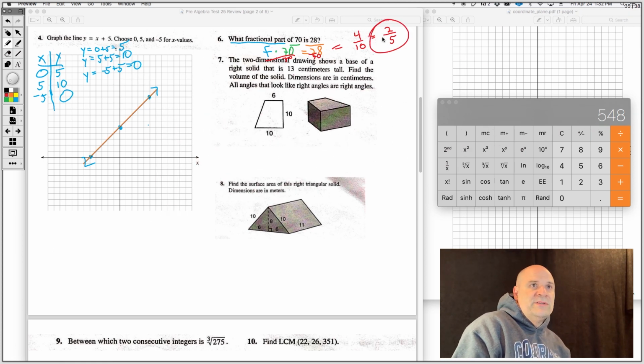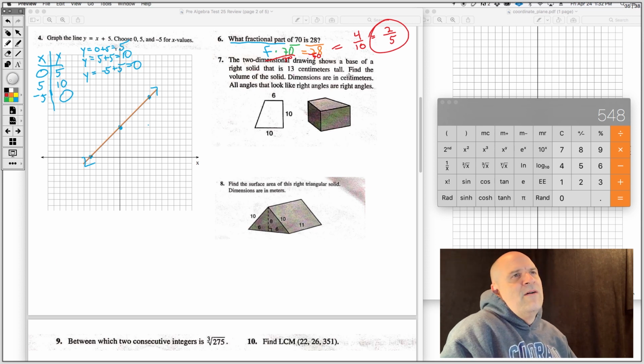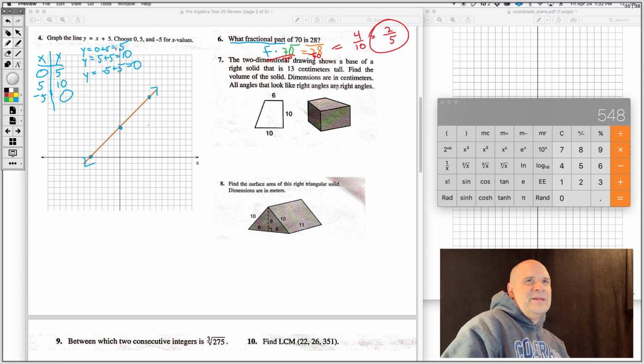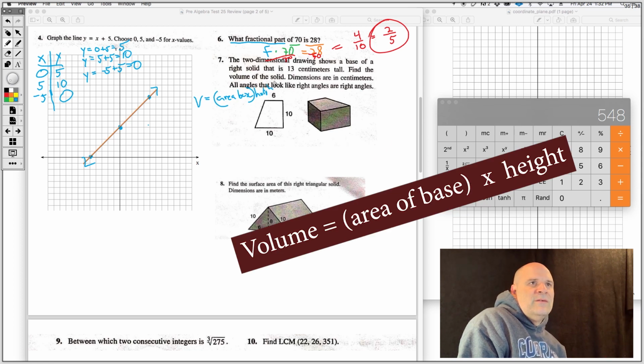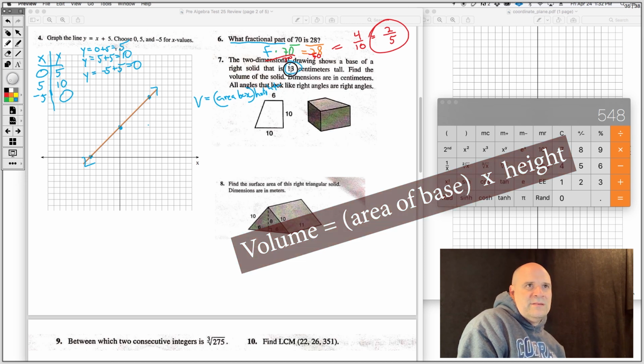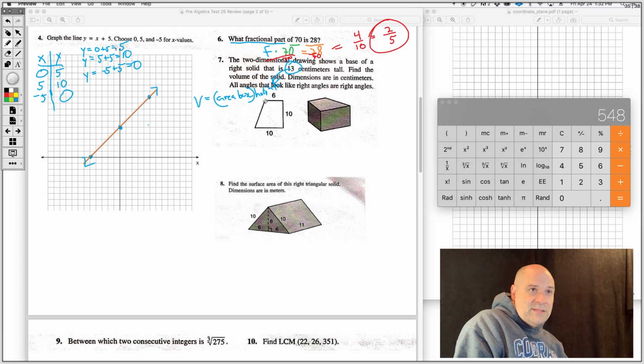Let's do number 7. The two-dimensional drawing shows a base of a right solid that is 13 centimeters tall. Find the volume of the solid. Dimensions are in centimeters. Okay, so here's how you find the volume of any prism or right solid like that. Area of base times the height of the prism, which is 13, okay? So how do you find the area of this base? Well, it's kind of a weird base, so we're gonna break it up into 2 bases that we know.